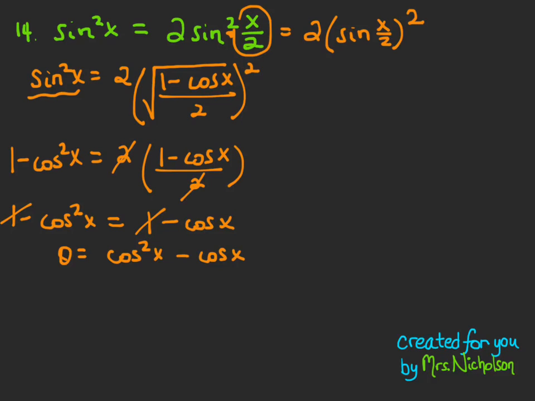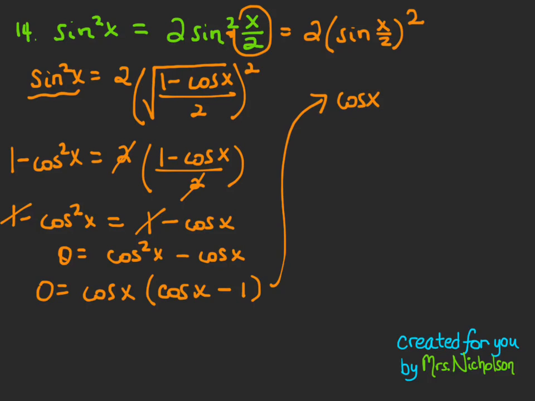So now I just have two terms, and they both have a cosine. So I'm just going to factor out a cosine x. And if I do, on the inside I'm left with cosine x minus 1. And now that we're factored, I'm going to set each factor equal to 0. Cosine x equals 0, or cosine x minus 1 equals 0.